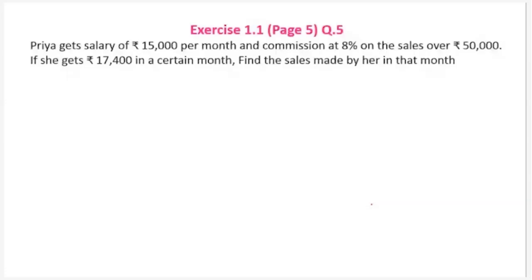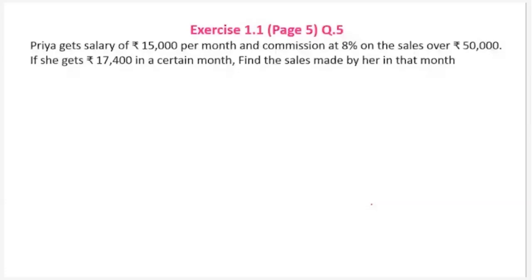Priya gets a similar sum here again also. Question number 5. Priya gets salary of rupees 15,000 per month and she is getting commission also. So salary plus commission. Commission is how much? 8% on sales over 50,000.